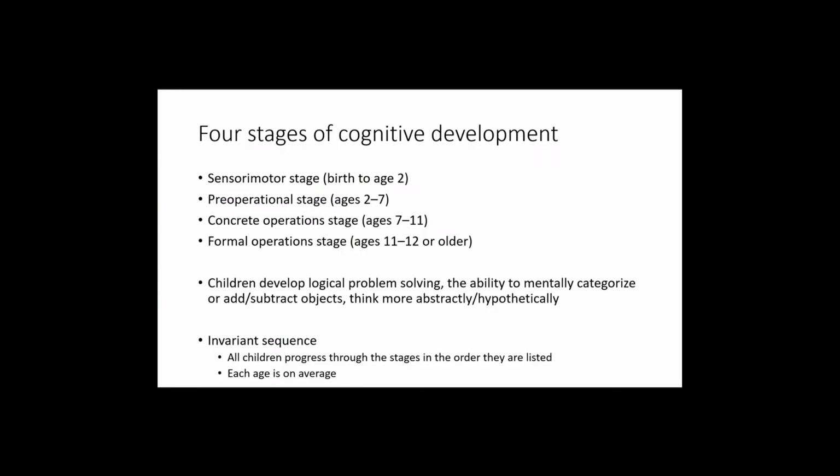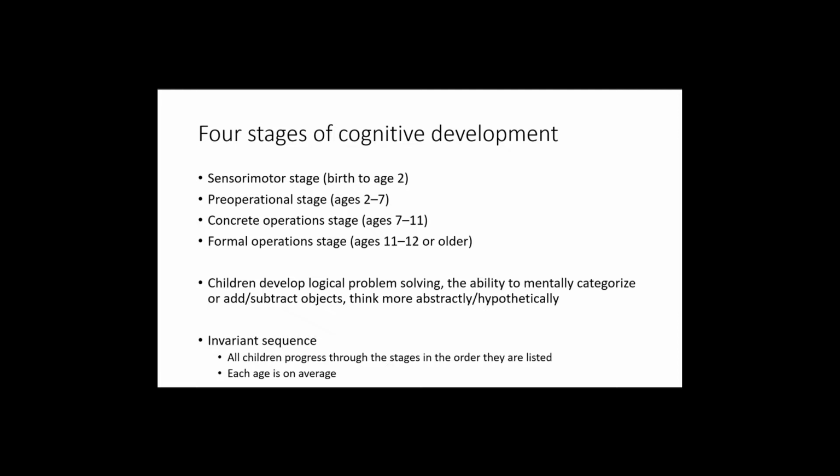So there are four stages of cognitive development: sensorimotor, preoperational, concrete operational, and formal operational, and each has a set of ages. Children develop logical problem solving, the ability to mentally categorize objects, add or subtract them, and think more abstractly and hypothetically. In an invariant sequence, all children progress through the stages in the order they are listed.